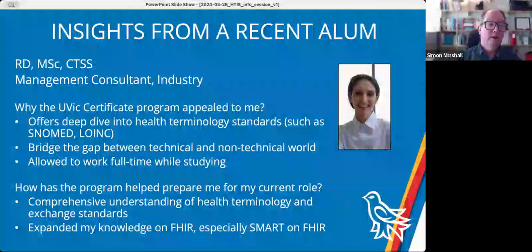Okay, how did the program help her prepare for her current role? It provided a comprehensive understanding of health terminology standards and exchange standards, and expanded her knowledge of FHIR, particularly with the SMART on FHIR.